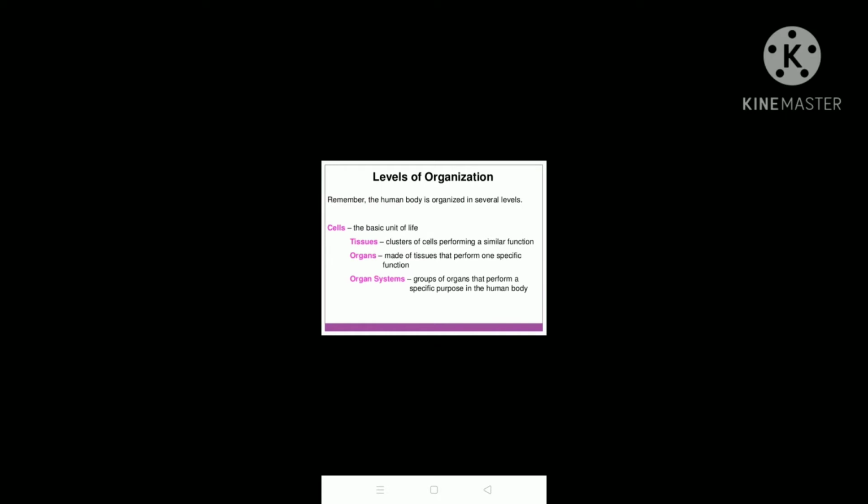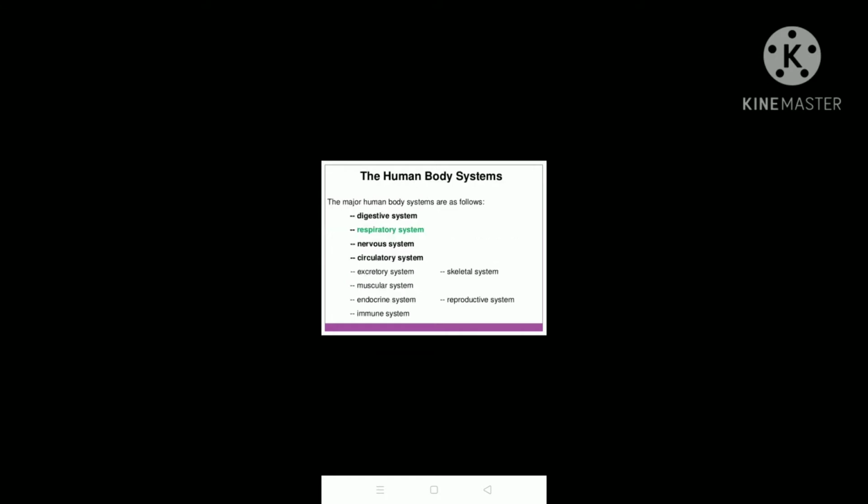So generally there are levels of organization: cell, tissues, organ systems, which we have discussed in our earlier classes. So you all know what we mean by cell, what we mean by tissues, what organs are, and what organ systems are. The human body systems are generally the digestive system, respiratory system, nervous system, circulatory, excretory, muscular, immune, reproductive, and skeleton. So in this chapter we are going to discuss the respiratory system.